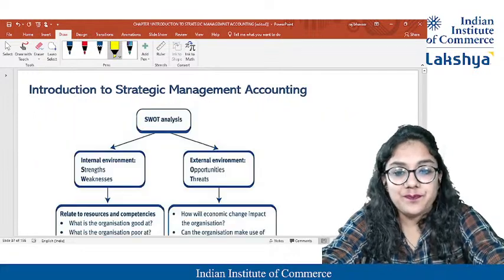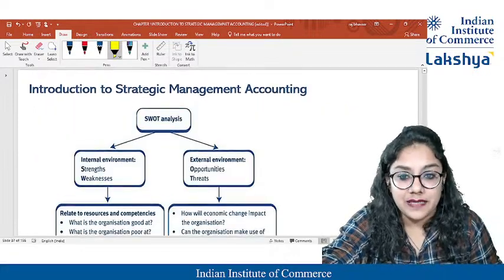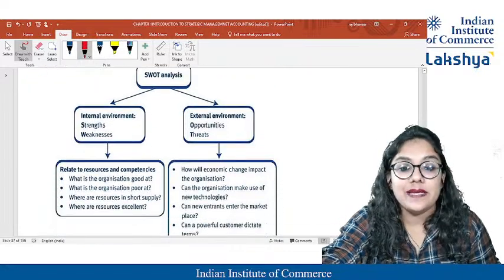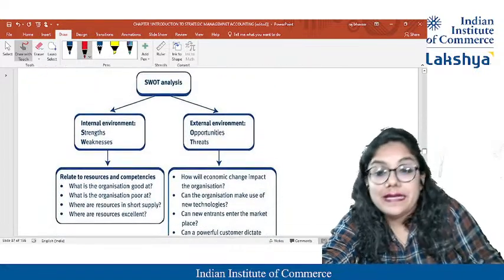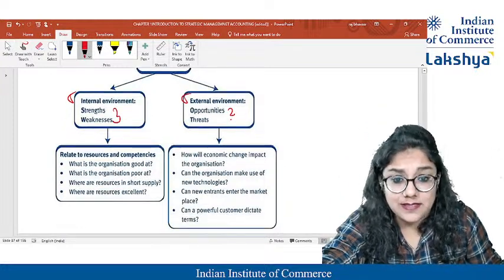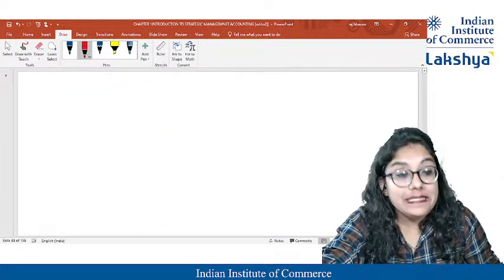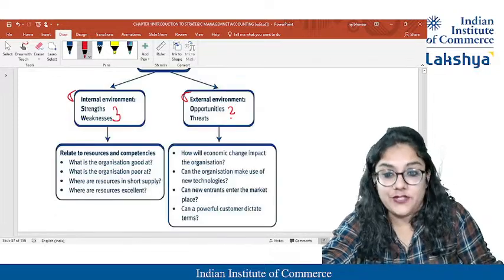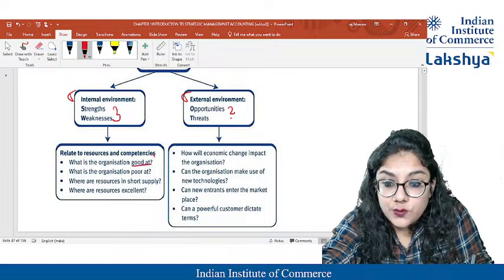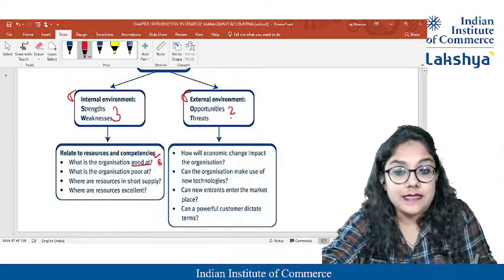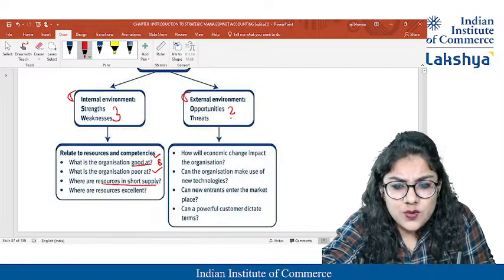So students, this is just a summary, which is very easy. If you just understand this, it's enough. When it is SWOT analysis, its internal factors are strengths and weaknesses, and external are opportunities and threats. When it's internal, we need to know what the organization is good at. If it's good at it, it's a strength. What it's bad at is its weakness. Are the resources in short supply?